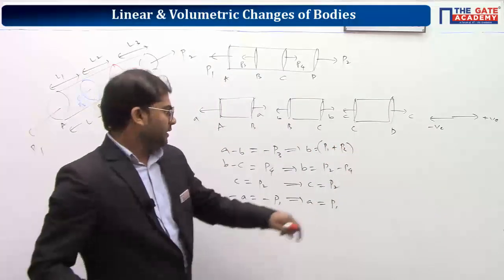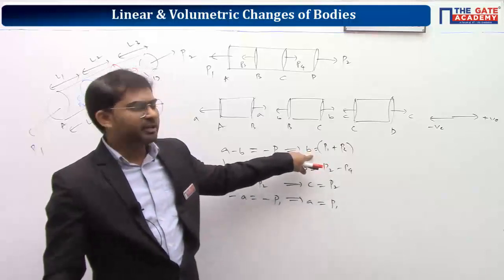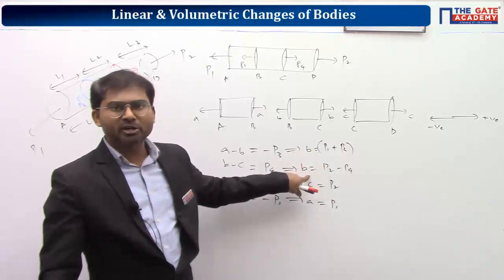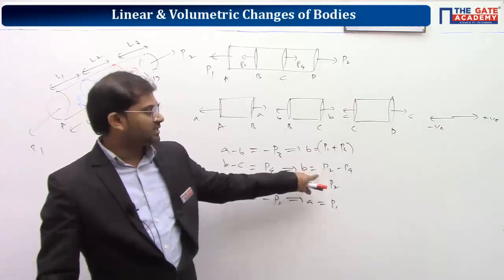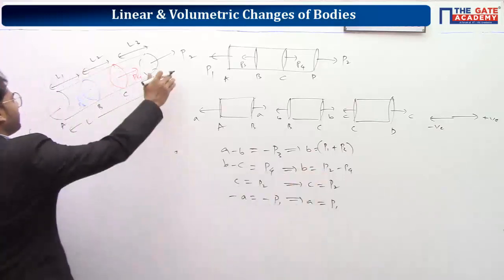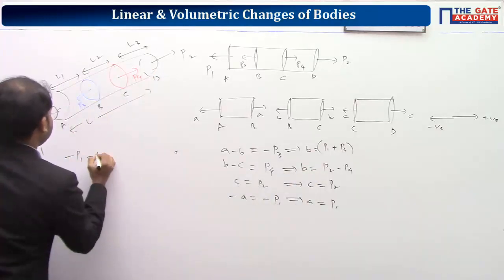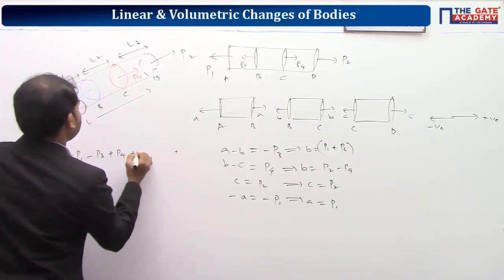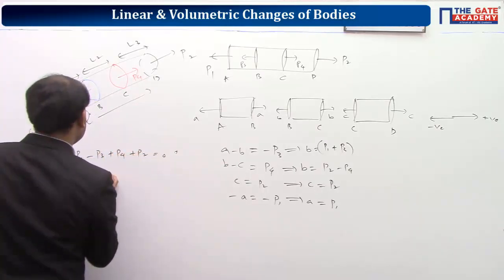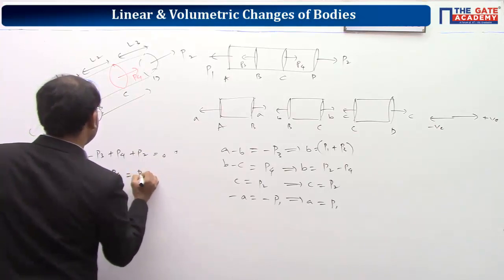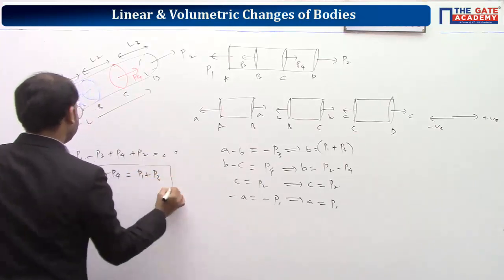You may wonder, here you are getting B is equal to P1 plus P3, here you are getting B is equal to P2 plus P4. In fact, both are same. The reason is, if you take equilibrium condition for this, minus P1 minus P3 plus P4 plus P2 should be equal to 0. That means P2 plus P4 is equal to P1 plus P3.